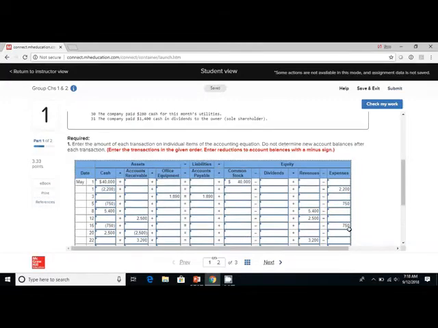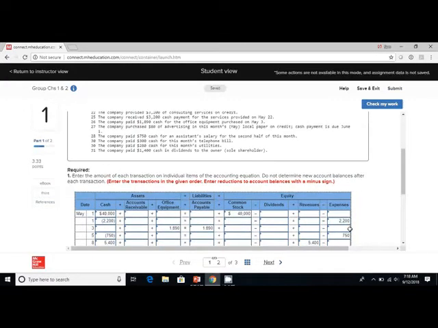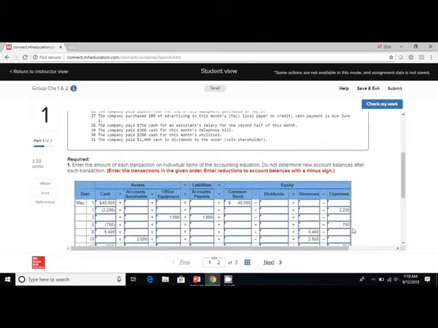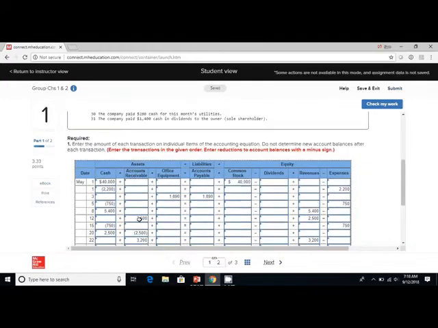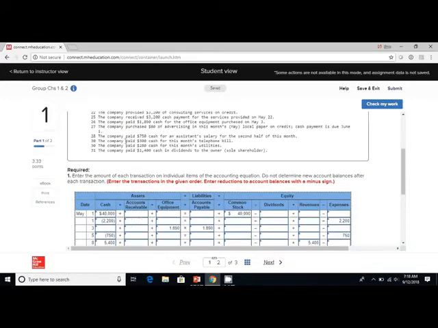All right. On the 28th, the company paid $750 cash for an assistant's salary for the second half of this month. All right. I paid $750 in cash. It's minus $750. We know now that payroll is an expense, $750. So that works out.